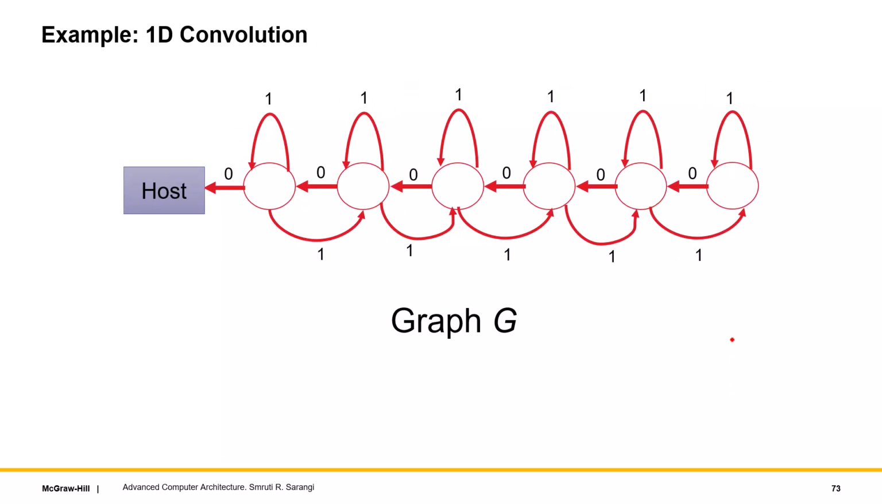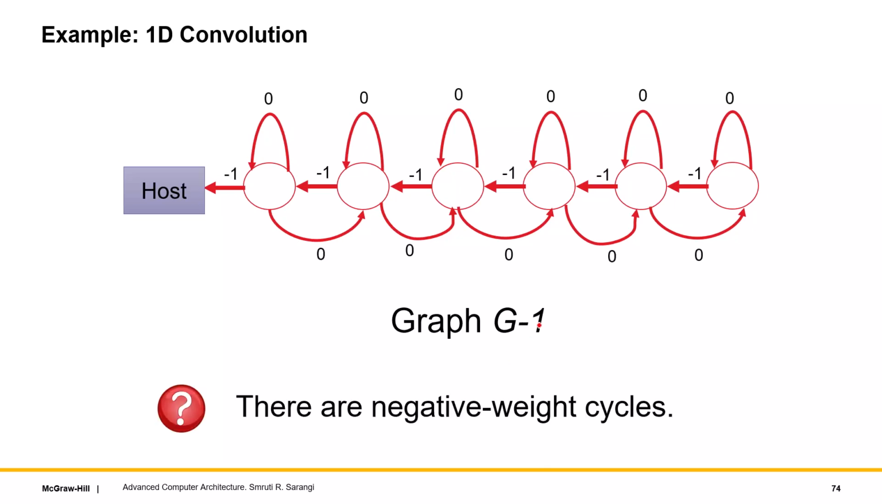So if I come back to my example, and I look at the semi-systolic graph over here, this would be the graph G, which is our running example, the one that we have been considering up till now. If I compute G minus 1, I just subtract 1 from each, then all the 1's become 0 and all the 0's become minus 1. Unfortunately, there are negative weight cycles like this one, whose weight is minus 1.